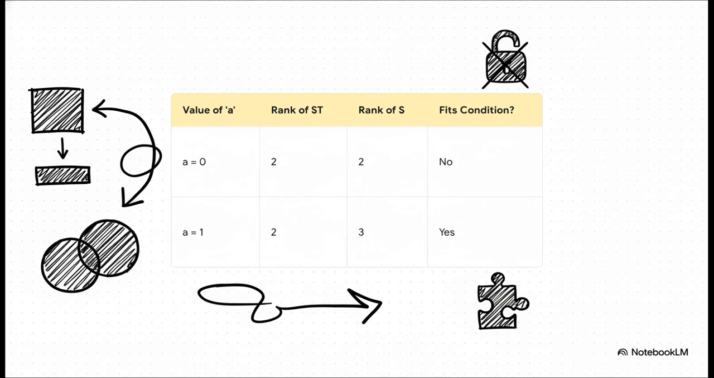So if a is 0, the rank, which is just the number of dimensions left over, is 2 in both cases. No difference. So that's a no. But look at a equals 1. The combined transformation has a rank of 2, while the single one has a rank of 3. That's a perfect match. So a equals 1 is our answer.